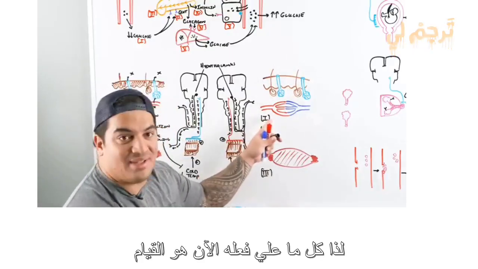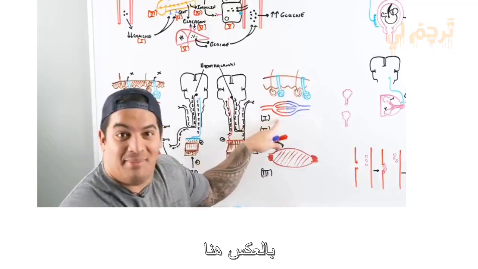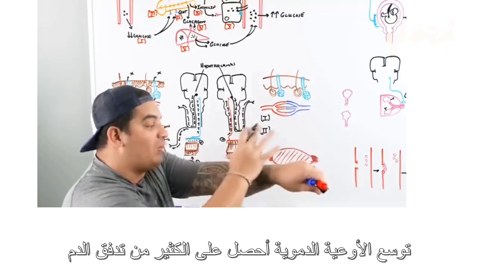So now all I got to do is do the opposite here. I want to vasodilate, because if I vasodilate, I get a lot of blood flow through my skin, which radiates heat.